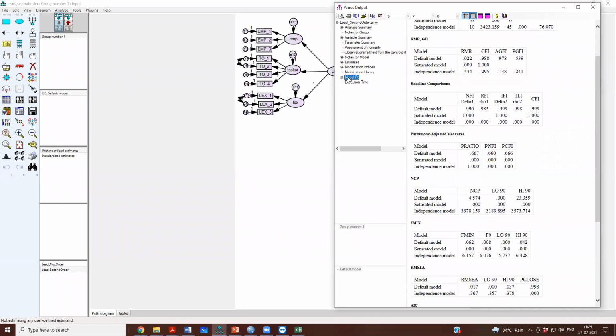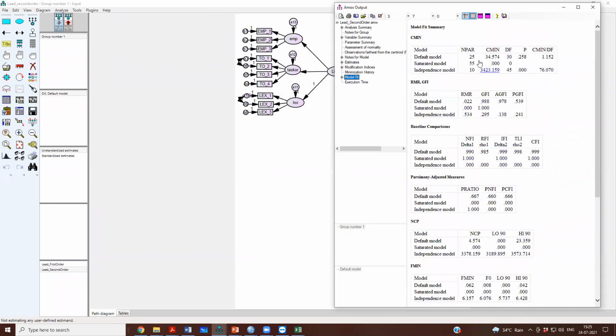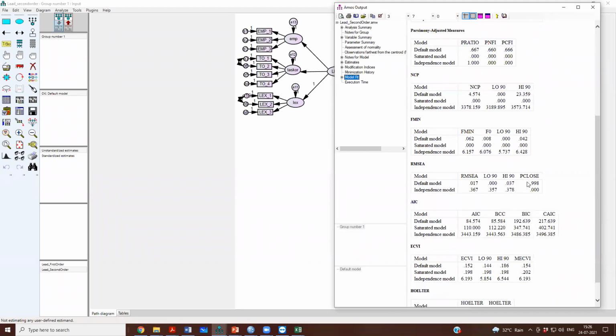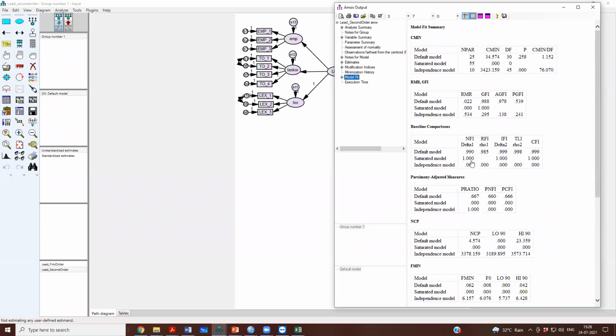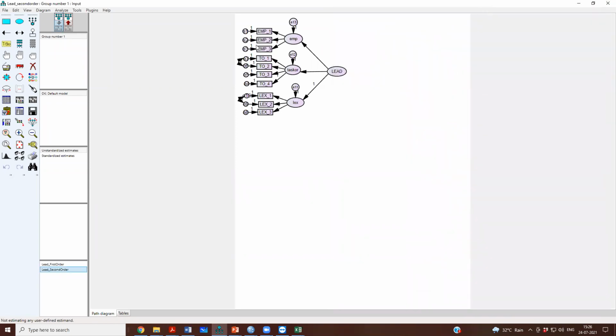We are also looking at model fit. Model fit is perfect, just like in our first order factor model. Chi square, DF, RMR, GFI, CFI, RMSEA, these are all absolutely fine. So that means our second order factor model is working well.